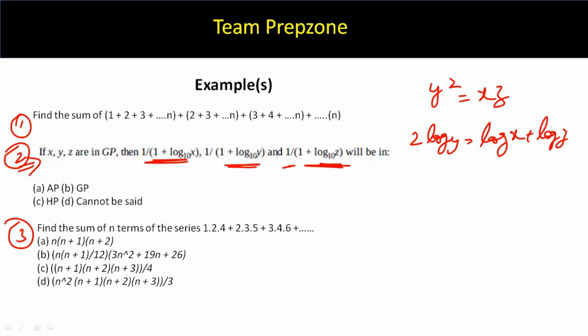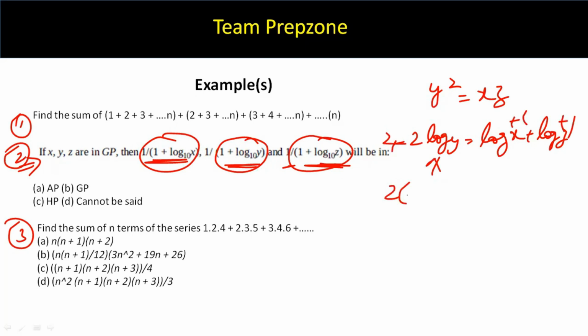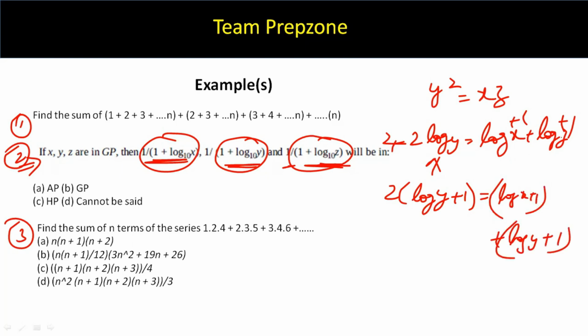What is this? You have to find the relation between these terms, right? So you just have to add plus 1 somewhere. So I can do plus 2 here, I can do plus 1 here and plus 1 here. This will remain same. So this is nothing but twice of log y plus 1 is equals to log x plus 1 plus log z plus 1. Sorry, this will be log z. I added plus 2 on both sides.